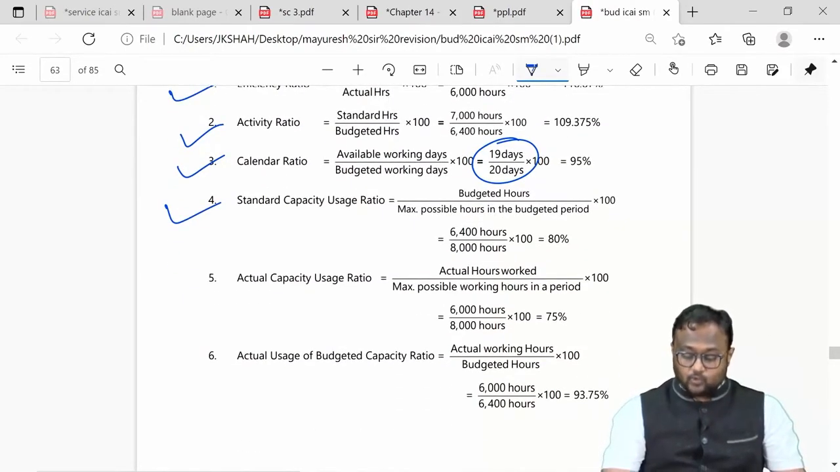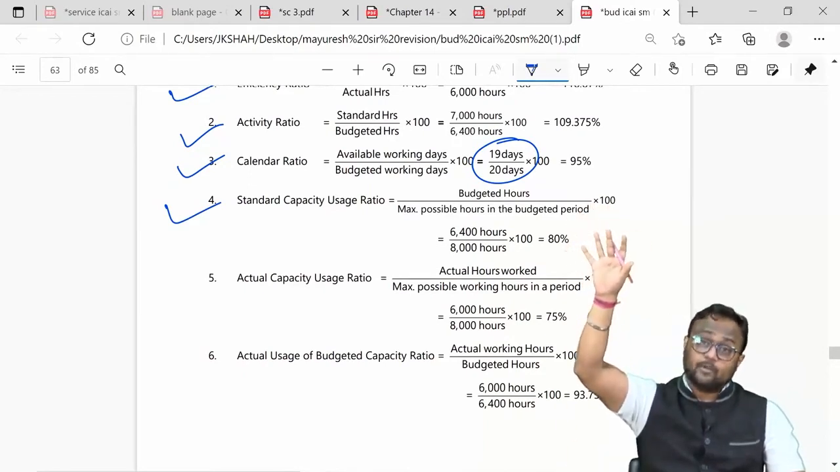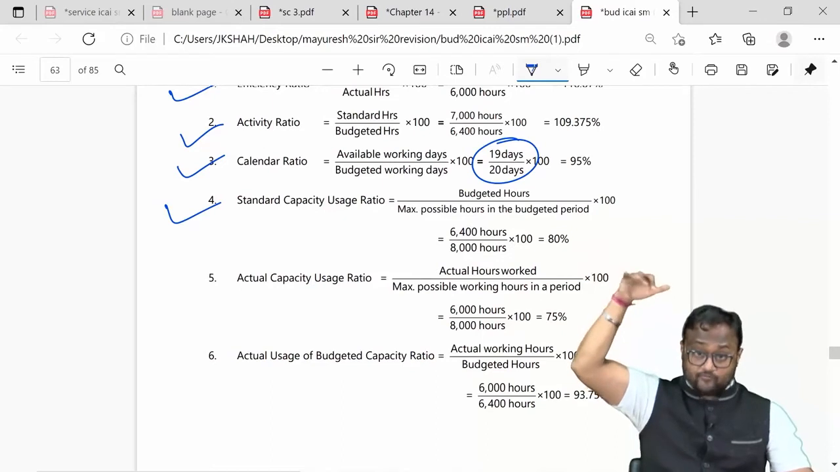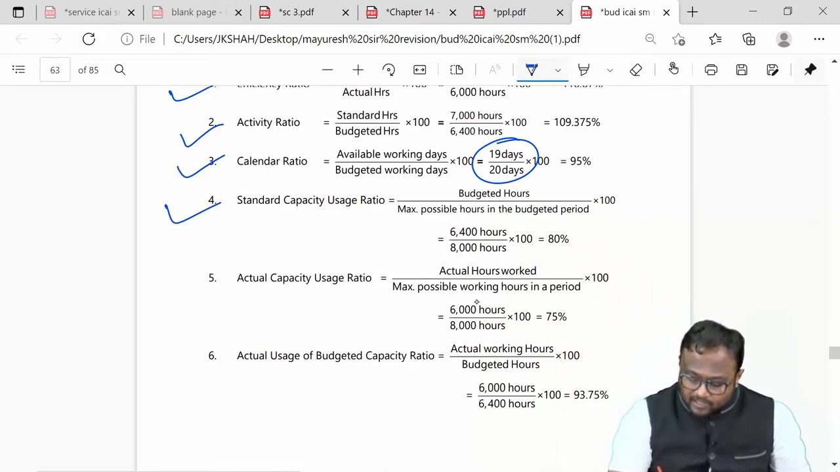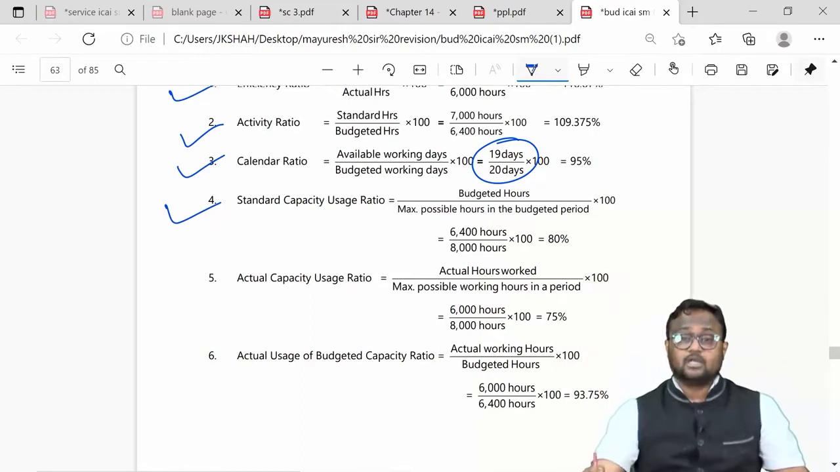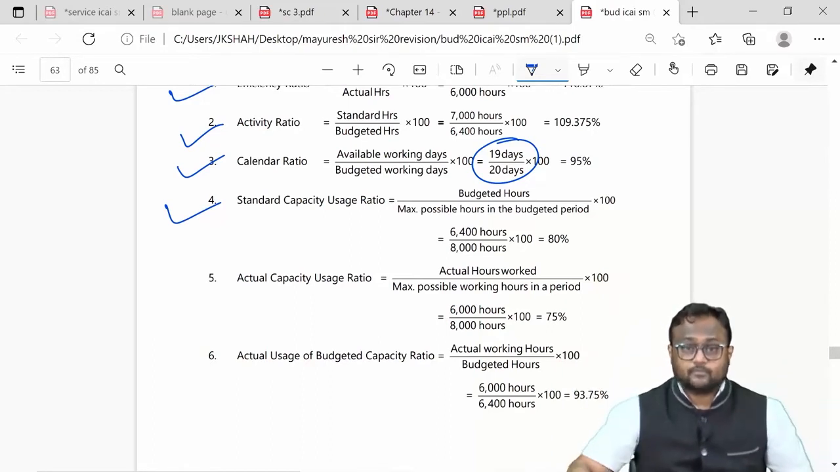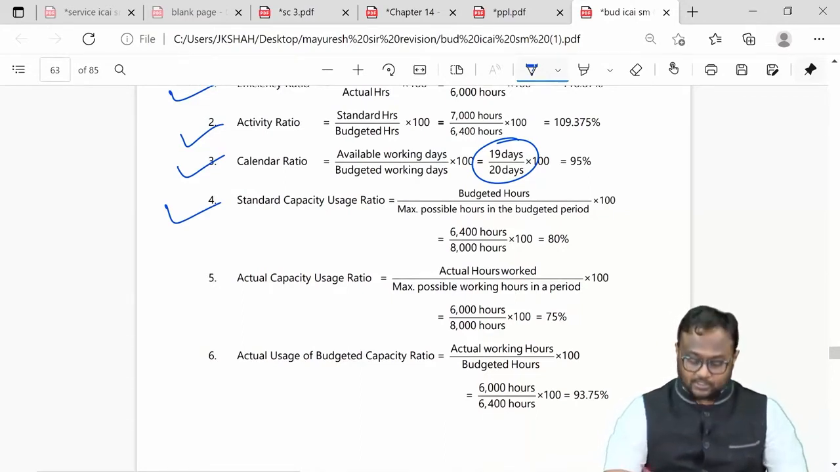Now actual capacity usage ratio. Max to max you can work for 8,000 hours if you employ 50. There is a provision of working for 8,000 hours by 50 workers. You are completing work in 6,000 hours, guys. You have such a team which is working for 6,000 hours. You can actually work for 8,000 hours. So this is your 75% utilization of the available team. So this is actual utilization.